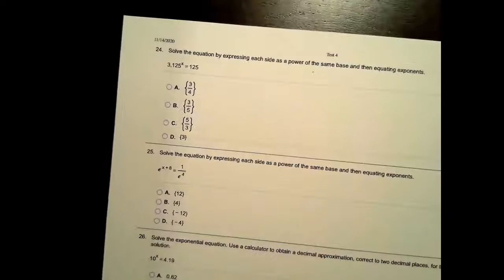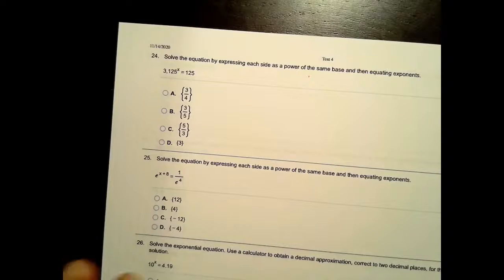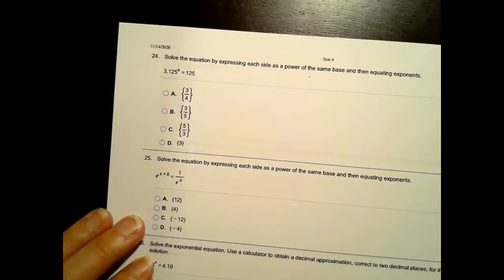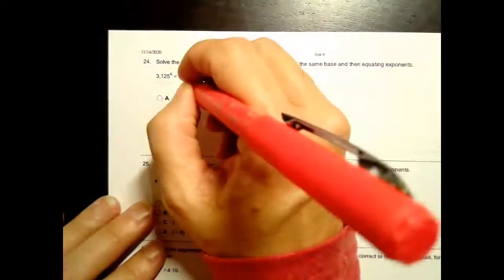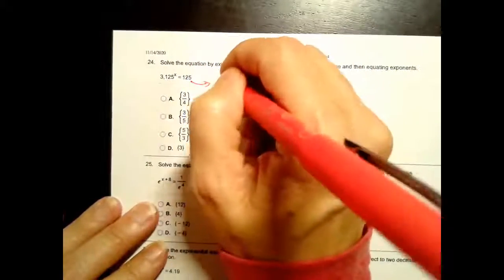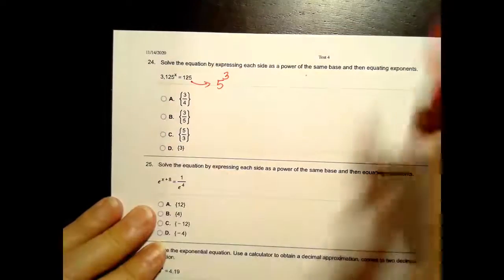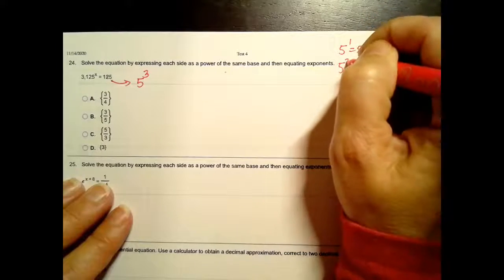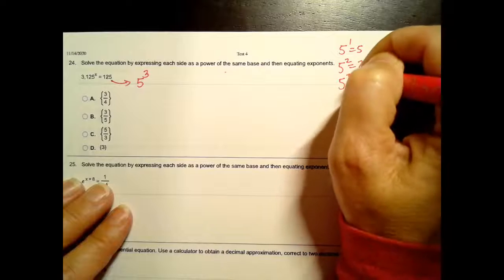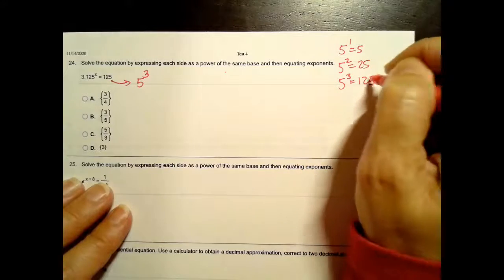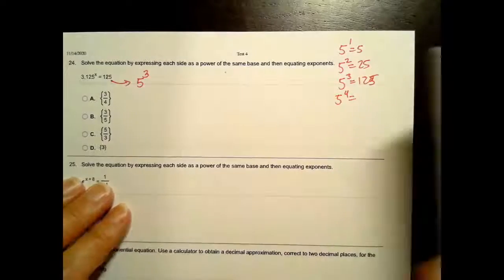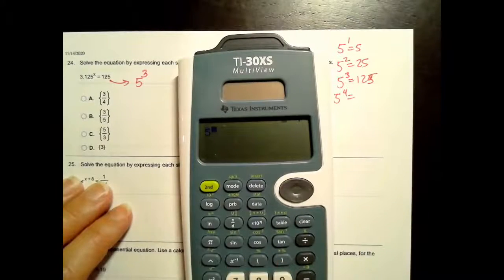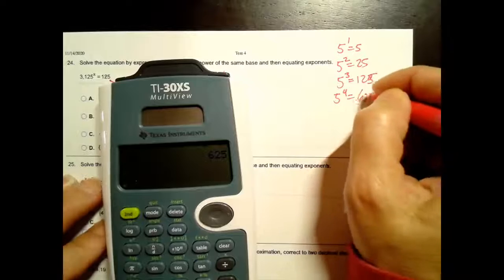Okay. Next. 24. Looks like the same problem. Okay, so if you don't know this one, you might have to do a little bit of work on it. I knew that 125 was 5 to the third. I wasn't real sure about 3,125. So what I did was I said, okay, 5 to the first is 5. 5 to the second is 25. 5 to the third is 125. 5 to the fourth, on my calculator, was 625.